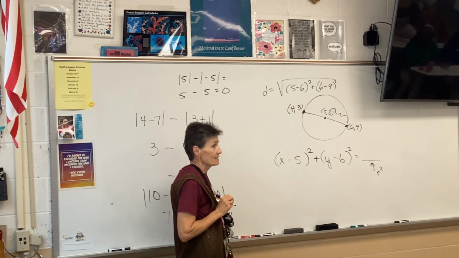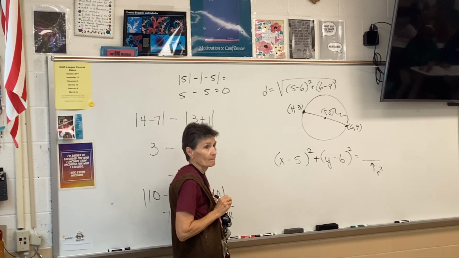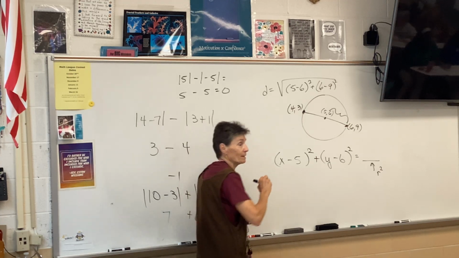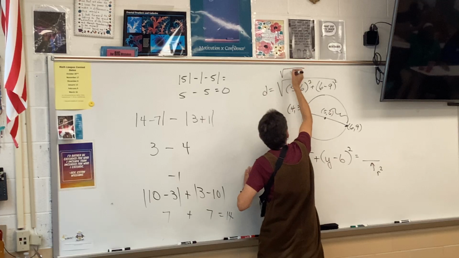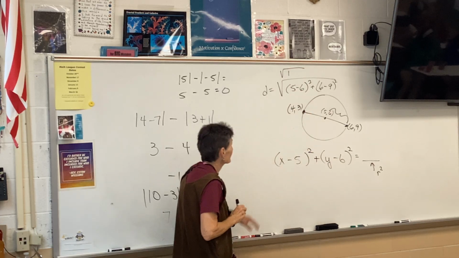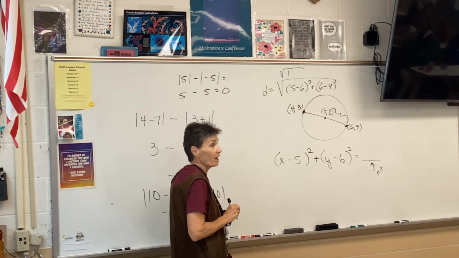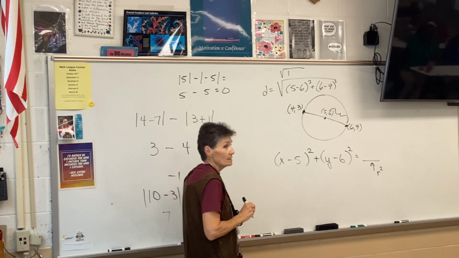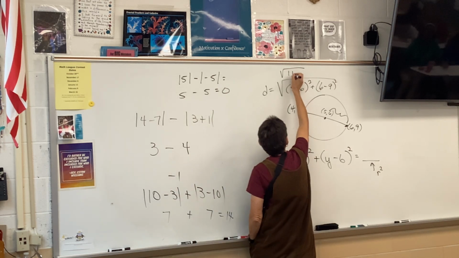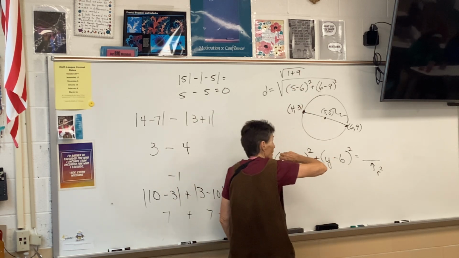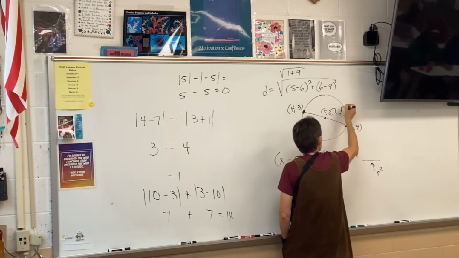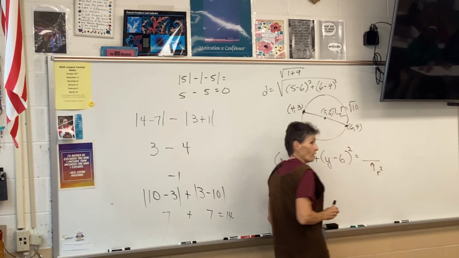5 minus 6 is negative 1, but I gotta square it, so it's going to be 1. 6 minus 9 is negative 3, but I'm squaring it, so that'll be 9. Yep. So my radius is the square root of 10.